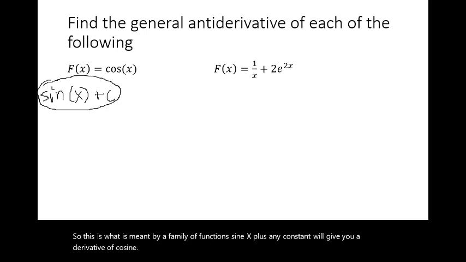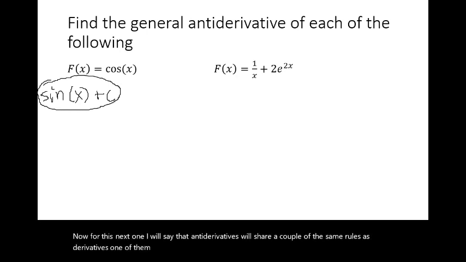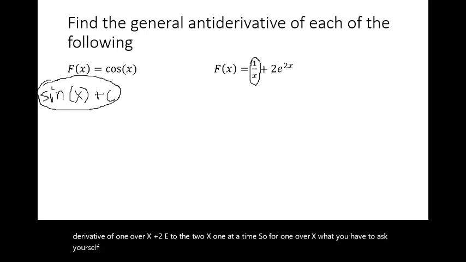Now for this next one, I will say that antiderivatives will share a couple of the same rules as derivatives. One of them is the sum and difference rule. So we're just going to take the antiderivative of 1 over x plus 2e to the 2x one at a time. For 1 over x, what you have to ask yourself is, what function gives me a derivative of 1 over x? Well, that's the natural log of x.